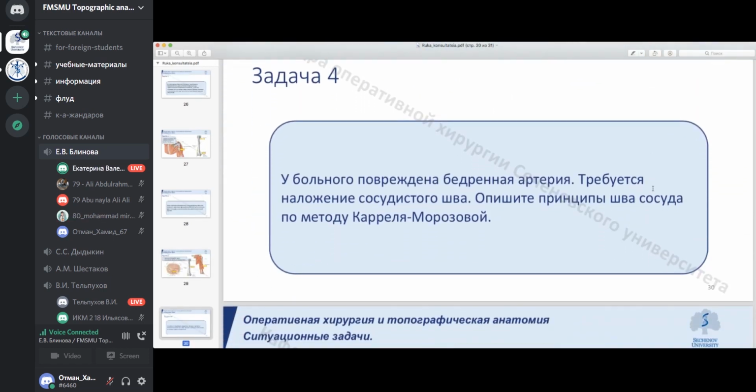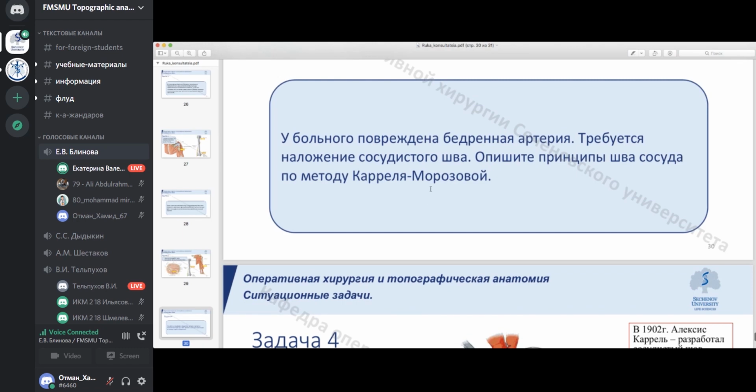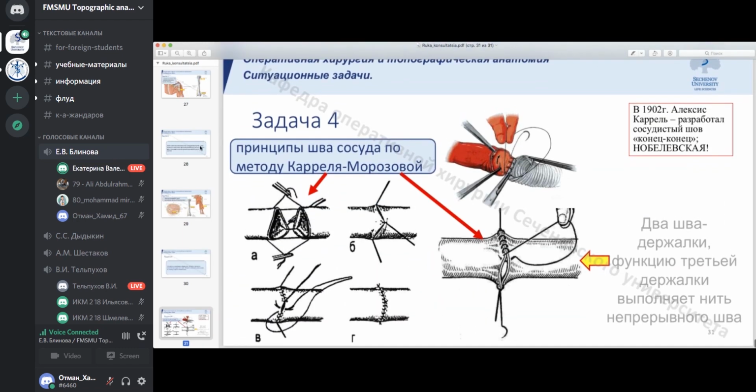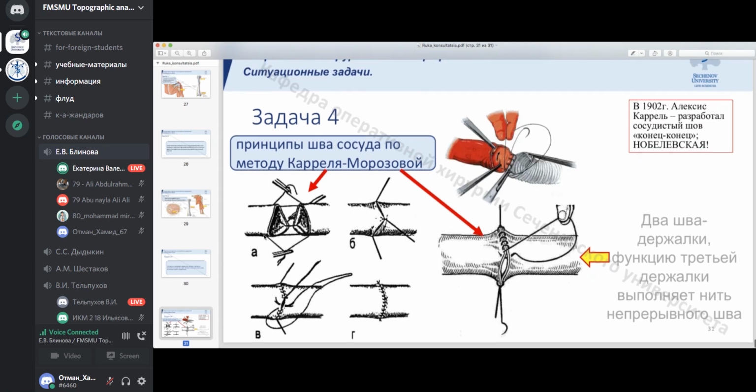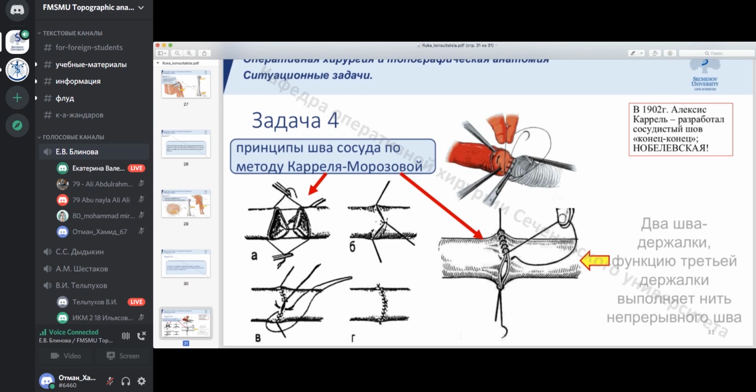Okay. The clinical case number four. The femoral artery was broken, and you should describe the techniques of vascular suturing by Carrel and Morozova. On the picture you can see vascular suturing. Carrel, as a French surgeon, developed vascular suturing. Firstly, he put interrupted sutures at the same distance on the proximal and distal ends of the vessel, and connected them.